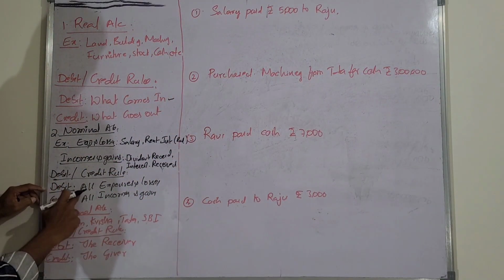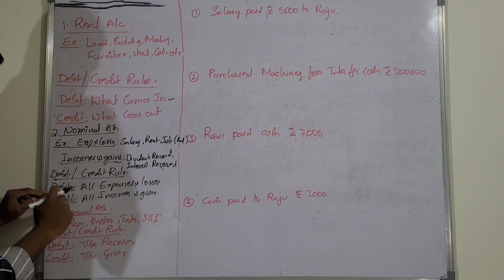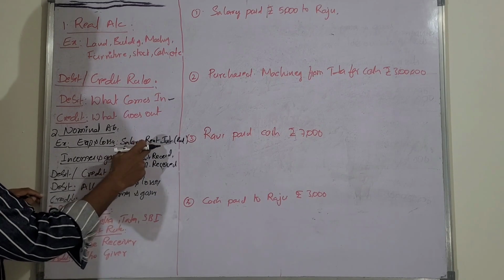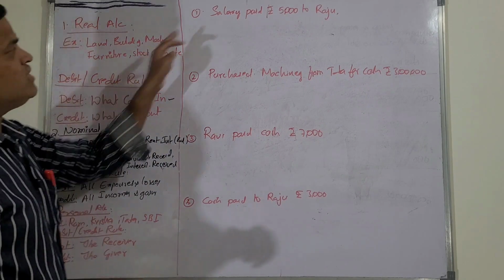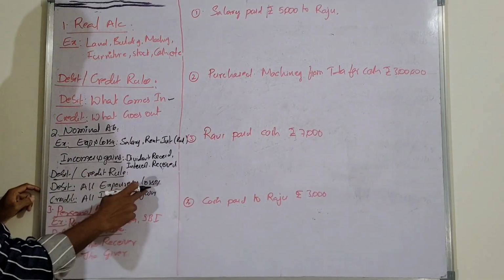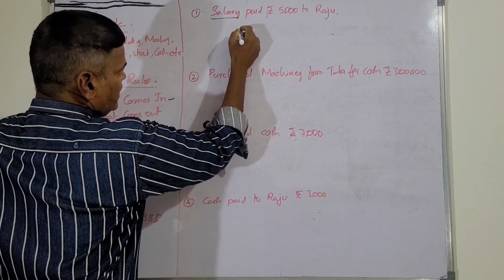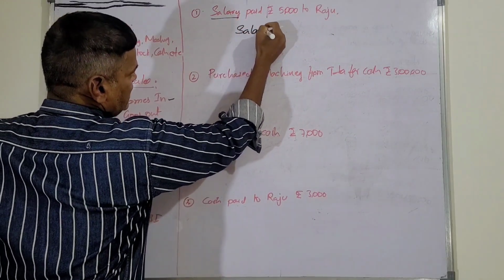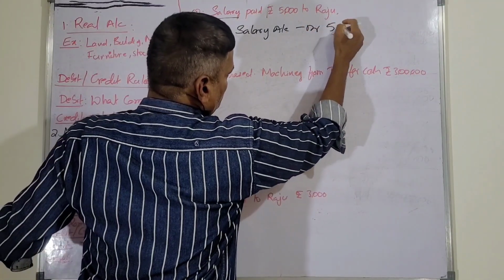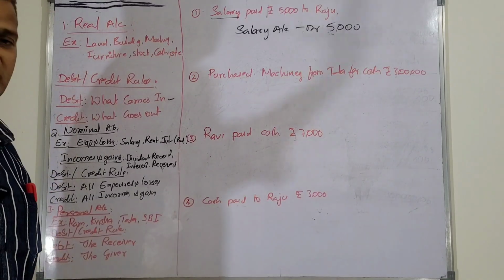According to nominal account, when we have to write debit: all expenses and losses. Right. So in this, is there any expenditure? What are examples of expenditures? Salary paid, rent paid, interest paid. So in this, salary paid, we got the answer here. Hence, according to nominal account, all expenses and losses should be debited. So we have an expenditure of salary. Hence, we can write salary account debit 5,000. We got the answer for debit.